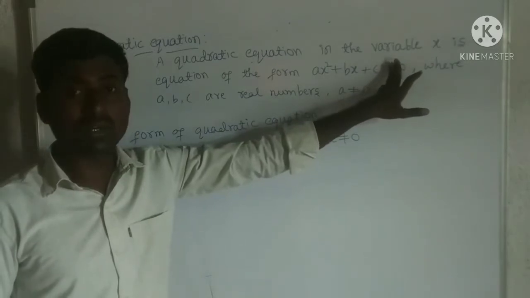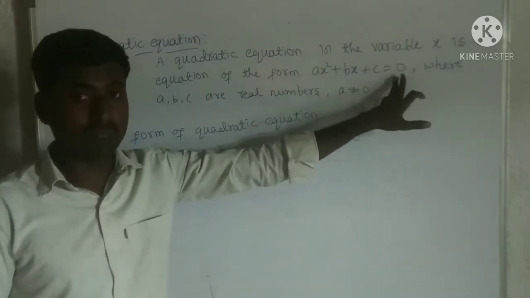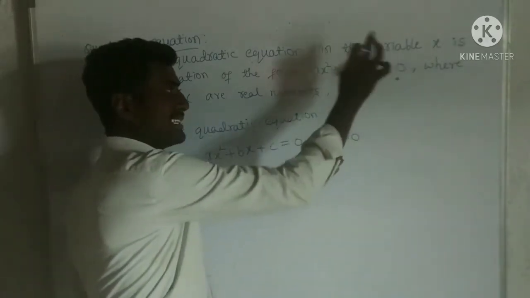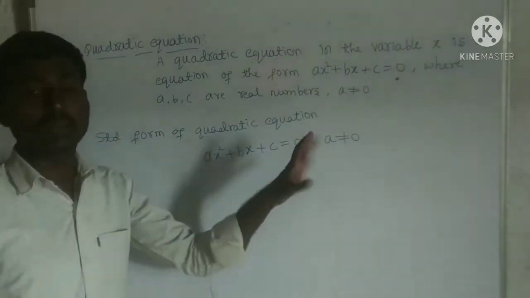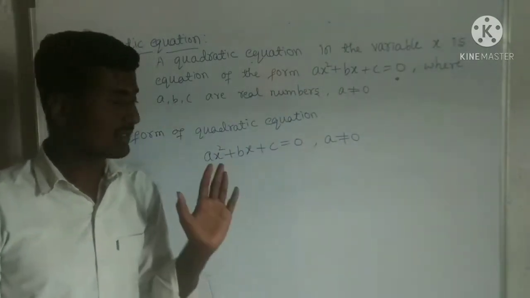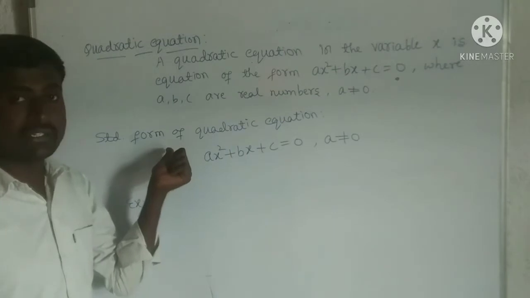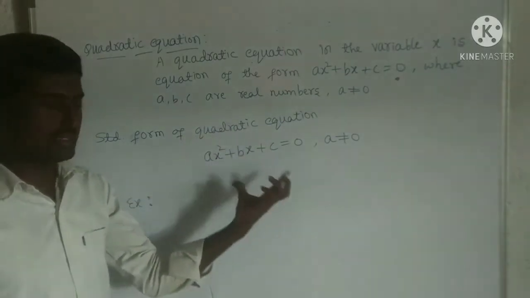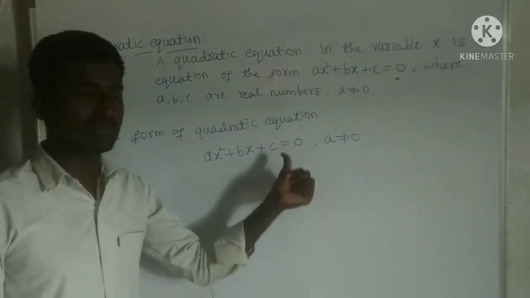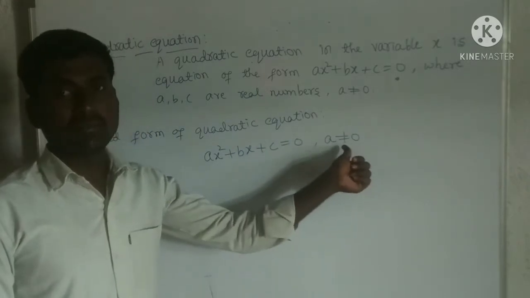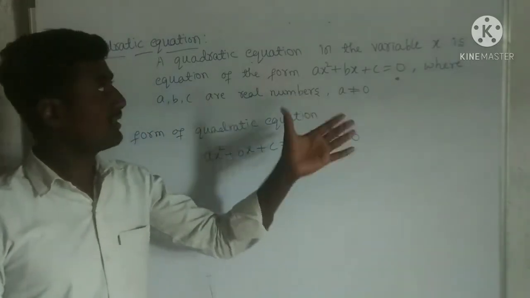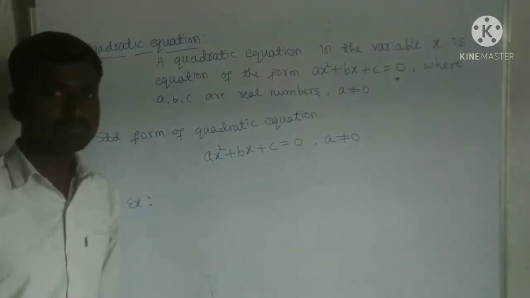If you are not writing equal to 0, then it cannot become a quadratic equation. Now the standard form of a quadratic equation is ax square plus bx plus c equal to 0, and a must not be equal to 0. You copy these two first.